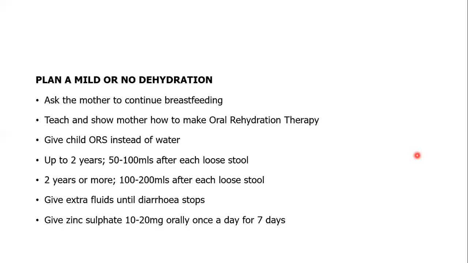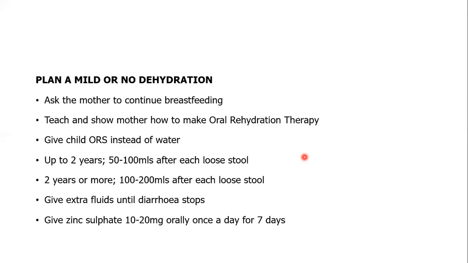Then if it's up to 2 years, you give 50 to 100 mils of ORS after each loose stool. And if it's 2 years or more, you give 100 to 200 mils after each loose stool. And then you also give extra fluid until the diarrhea stops, because what you're trying to do is replace the lost fluid that is in the loose stool. And then give zinc sulfate 10 to 20 milligrams orally once a day for 7 days. What zinc sulfate does is that it increases the GI reabsorption of fluids and micronutrients.